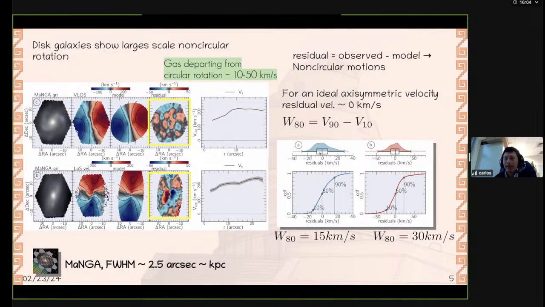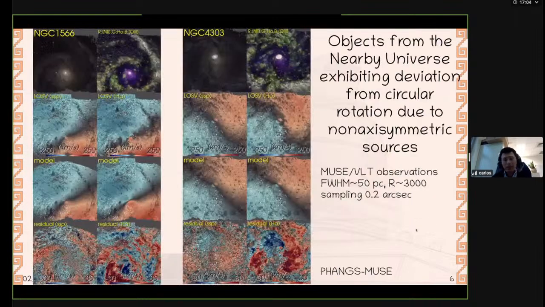So as a way to parameterize the amount of non-circular motions, we can take the width of this distribution. For instance, W80, which is defined as the velocity at the 90th percentile minus the velocity at the 10th percentile. This width can give us some sort of insight about the degree of non-circular motions contained within a galaxy. Remember that for an axisymmetric disk, this W80 parameter should lie around 0 kilometers per second if all particles follow circular orbits, right? But we observe that this is not the case in general. For instance, for this galaxy, W80 is 50 kilometers per second, and for the other one is 30 kilometers per second. So we observe a large presence of non-circular motions in galaxies.